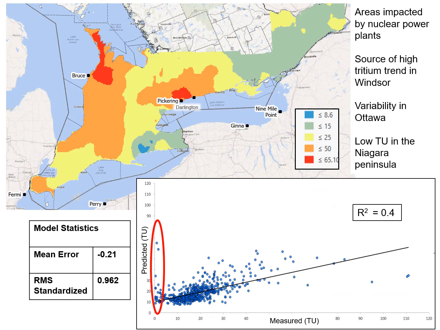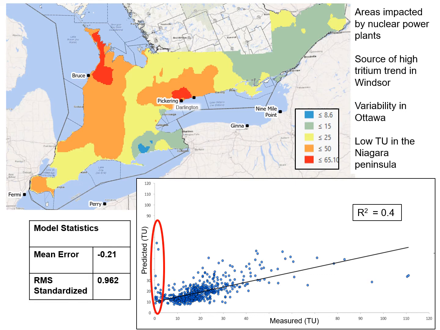And here we have the first version of our tritium interpolation for Southern Ontario. And immediately we see the high tritium areas in red and orange that are influenced by nuclear plants at Pickering and Darlington on Lake Ontario and the Bruce plants on Lake Huron. We also see an area of high tritium in Windsor, which may be influenced by the Fermi plant in the US, which is labeled. We can see some variability in Ottawa. Is that really real? I'm not sure. And an area of low tritium on the Niagara Peninsula.